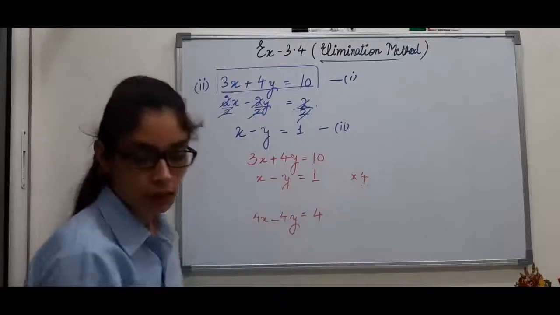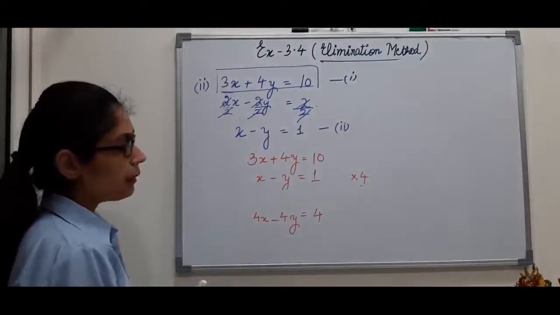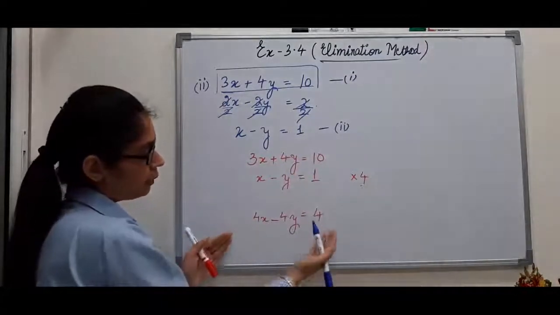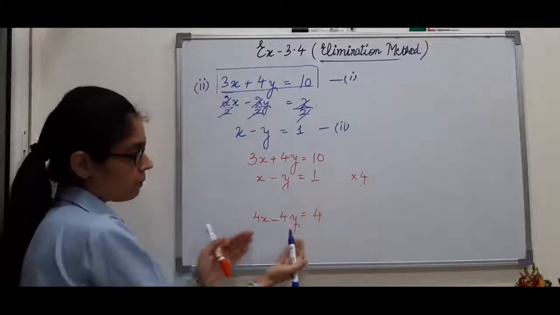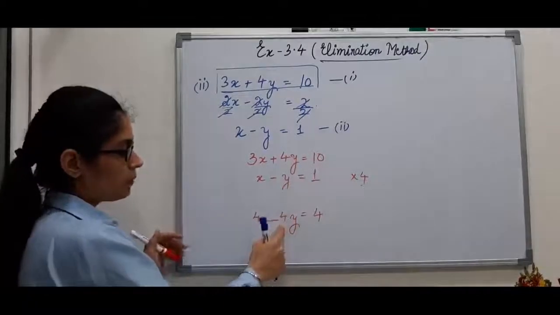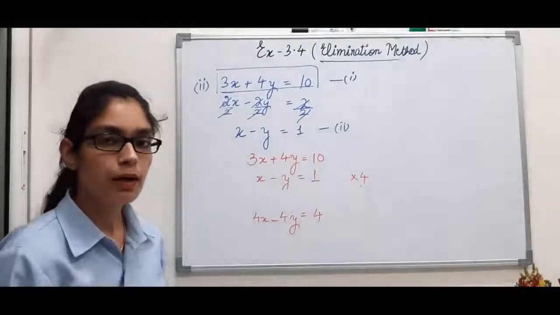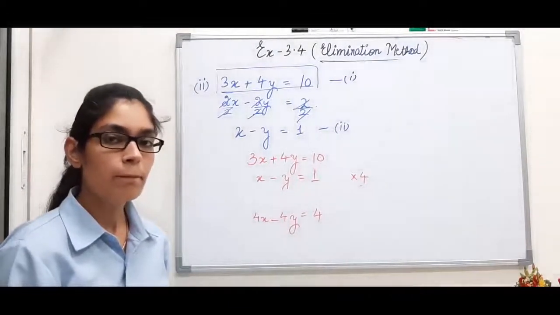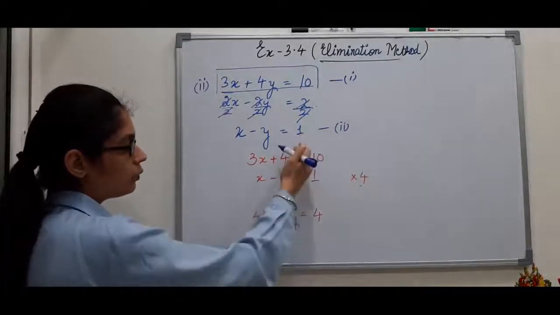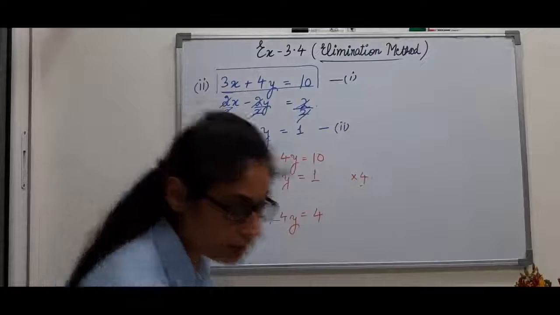I'll tell you the reason why I have chosen this. In my first equation, the coefficient of y is plus 4. When I have multiplied the second equation with 4, my coefficient of y has become minus 4. The number is the same, but the signs are opposite. So when the signs are opposite, plus 4 will get cancelled with minus 4, and I don't have to subtract. I can directly add these two equations and get the value for x, because the y term will get cancelled. Now we will solve it.